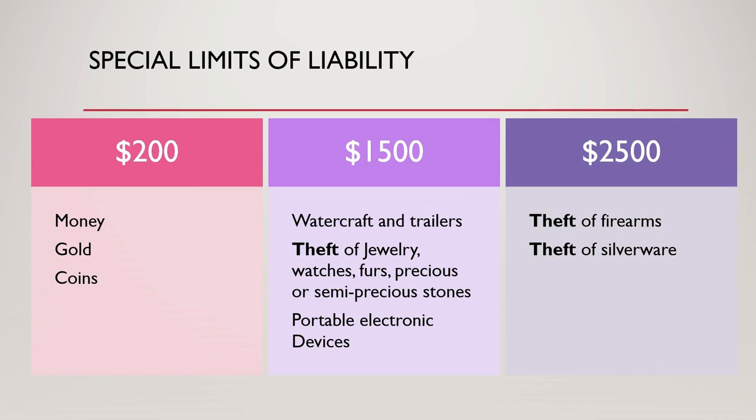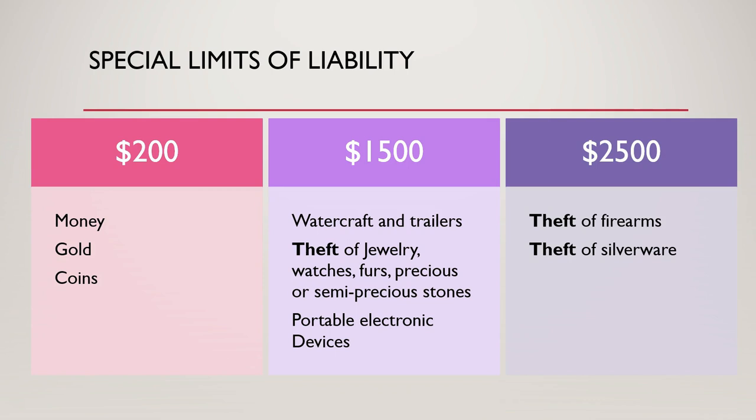So if you have a homeowner's policy and you suffer a loss due to a covered peril, meaning a peril that's covered in your policy, such as fire, and you had a coin collection worth $8,000 that was damaged, coverage C would not pay the full amount. Based on the special limits of liability amendment, they would only pay up to $200.